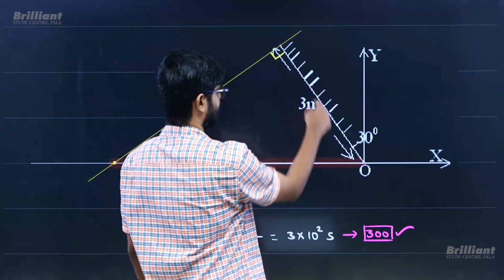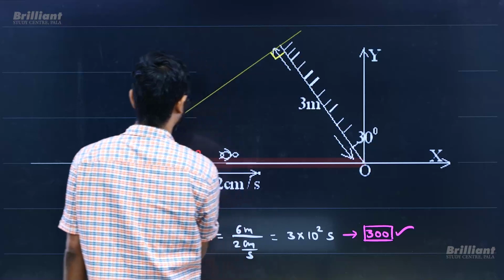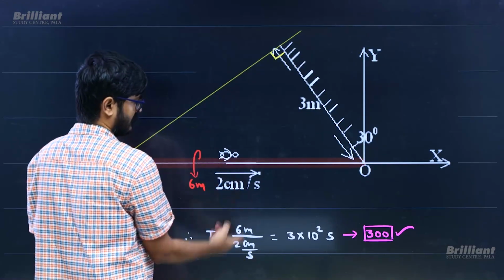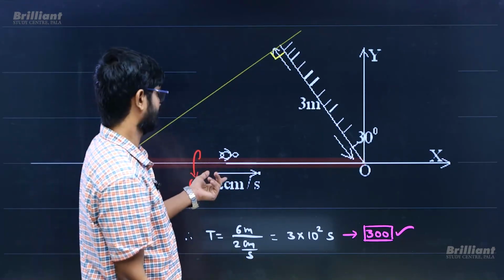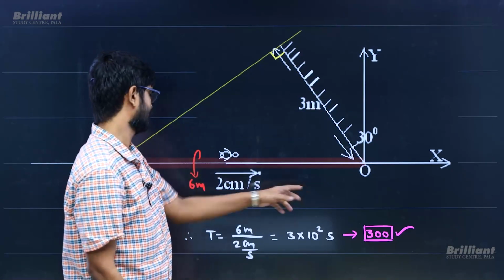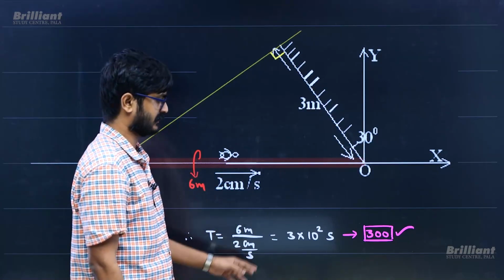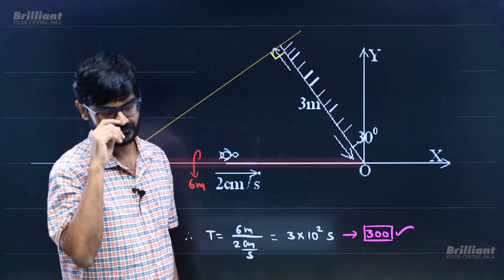This length is 3, this angle is 60, so this length is going to be 6 meters, and he is moving 2 centimeters per second. So the time of journey from here to here is 6 meters divided by 2 centimeters per second, which is 300 seconds, right?